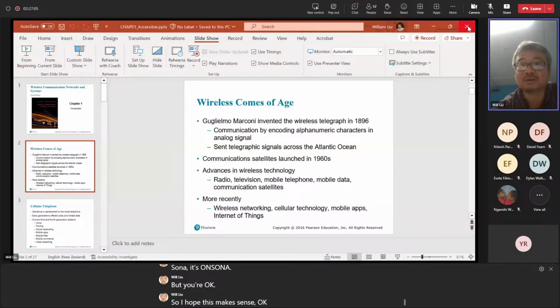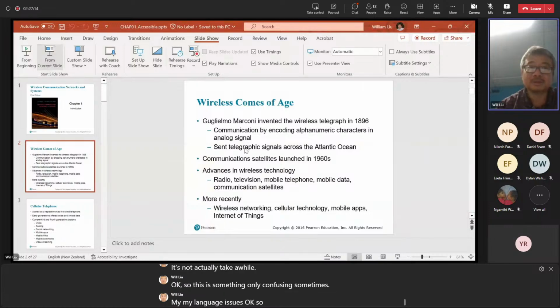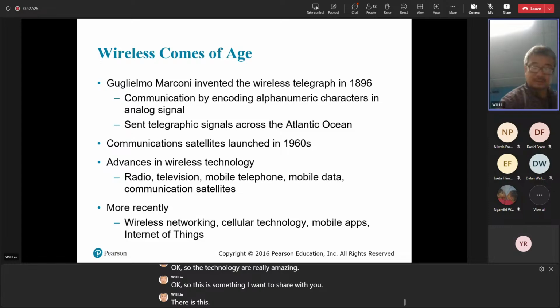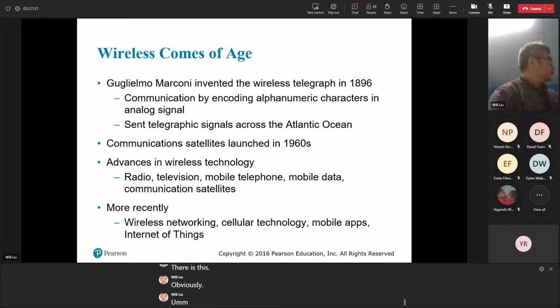Okay, I hope this makes sense. It's not actually a big advance, so don't confuse it. Sometimes my language has issues. Okay, so the technology is really amazing. This is something I want to share with you. Where's my slide? Oh, it's here. It's working.